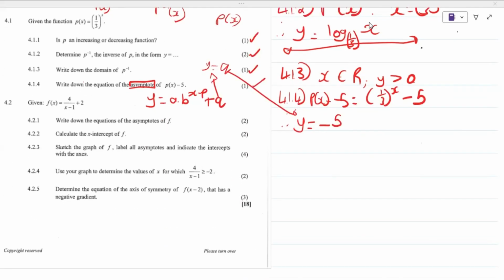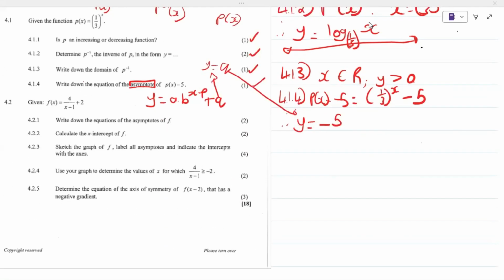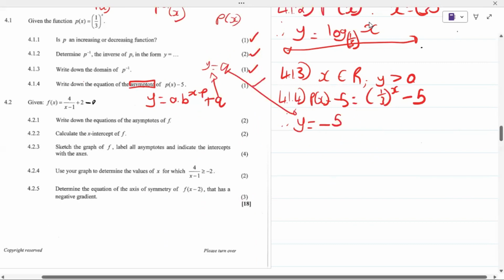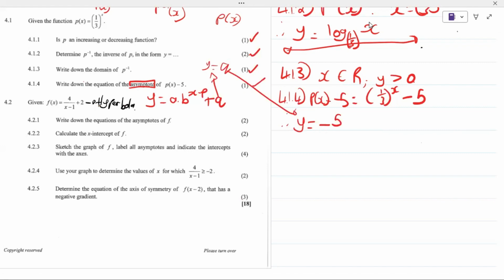That's easy as that, because my f of x is equal to 4 over x minus 1 plus 2. I have a hyperbola now. So everything I know about my hyperbola, I must start referring to it. So 4.2.1, let's see. Write down the equations of the asymptotes. Yeah, it's usually the first thing they're going to ask you, right? So the equations of my asymptotes will just be x is equal to 1, and then y is equal to 2. You're done. Then 4.2.2, because usually they ask you these and then they will ask you to sketch.